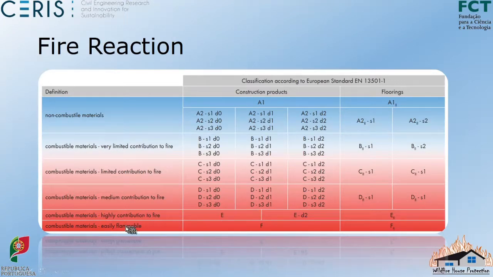For example, wood is somewhere around this. Some wood may be D, maybe a little bit better, but wood will be around this. That's why in our future videos we do not recommend wood structures for dwellings near the wildland urban interface. If your structure is made of wood, you can still protect the wood, but it will be difficult to get away from this fire reaction classification.